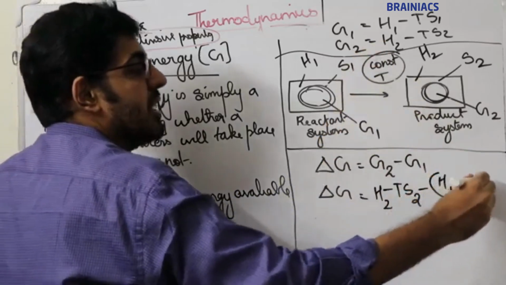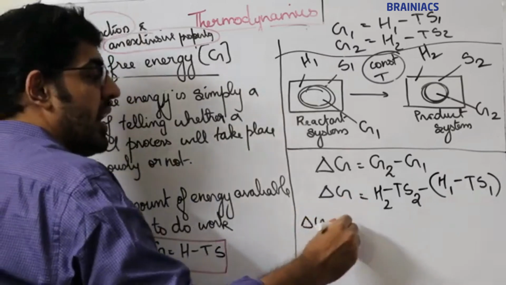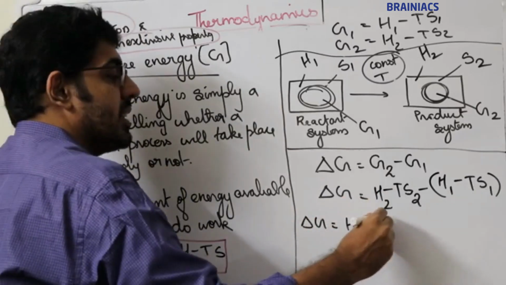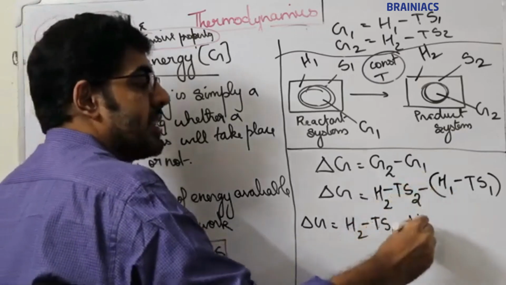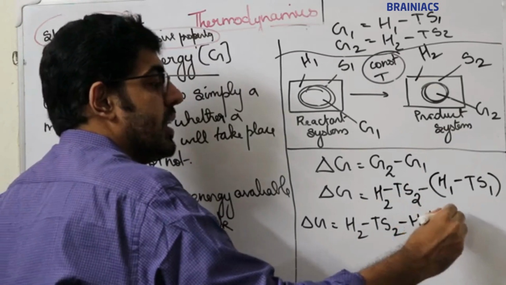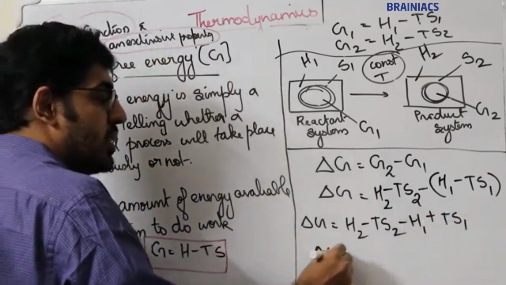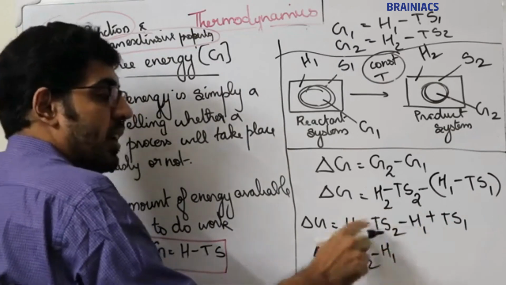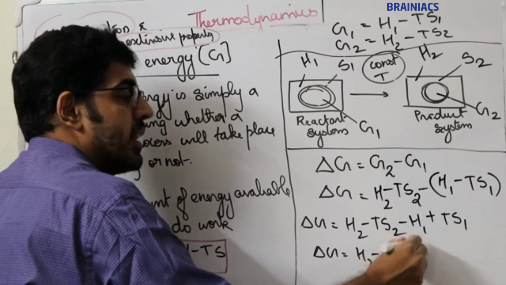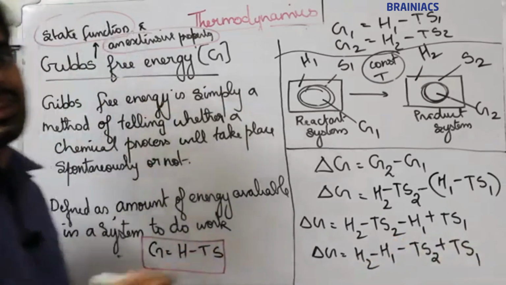H1 minus TS1, right? So delta G is equal to H2 minus TS2, opening the bracket, it will become minus H1 plus TS1, right? I think it's clear. So delta G is equal to H2, I'm taking this H1 here, minus H1, remaining minus TS2 plus TS1. I think it's clear till here.